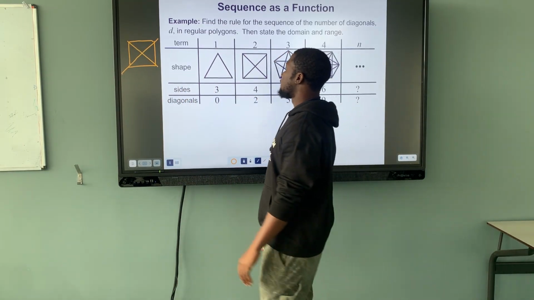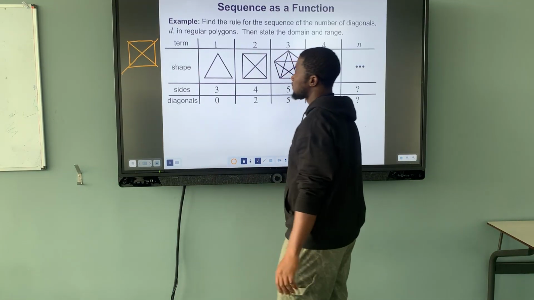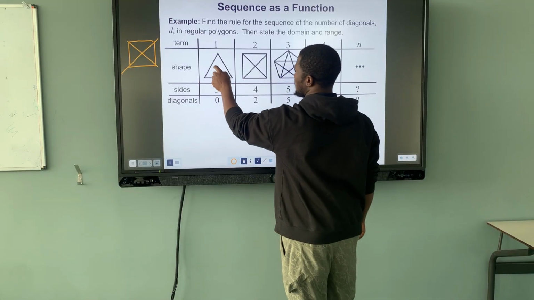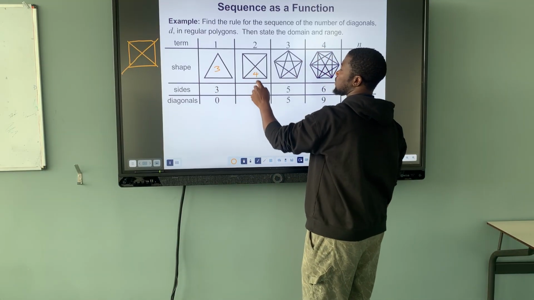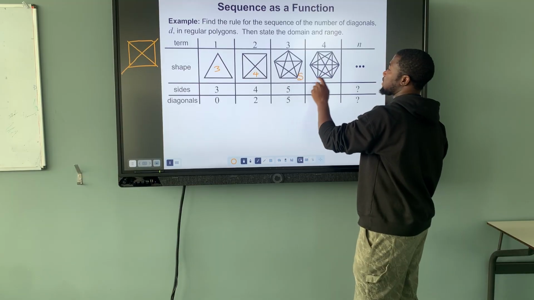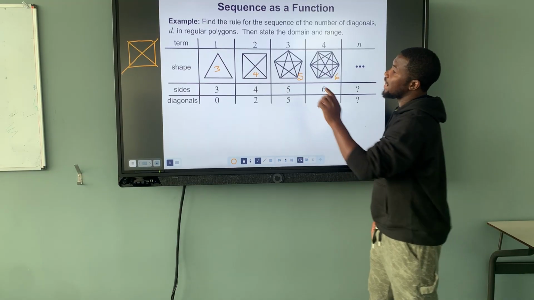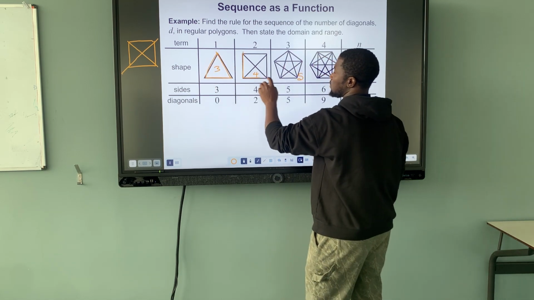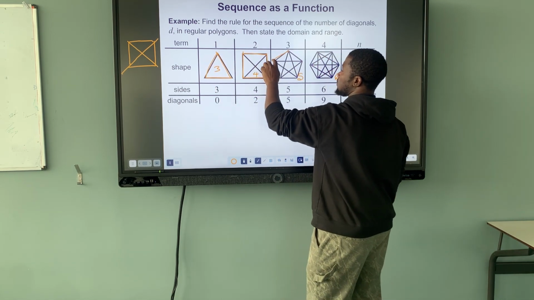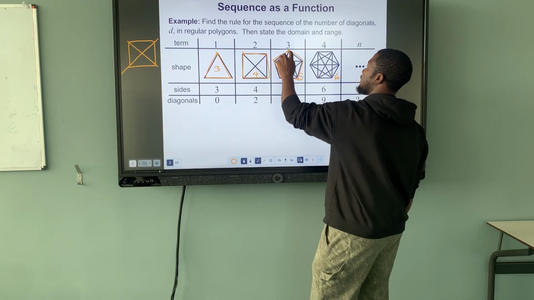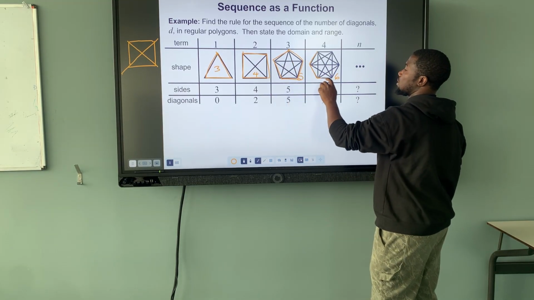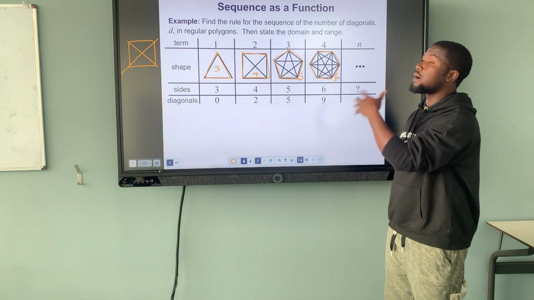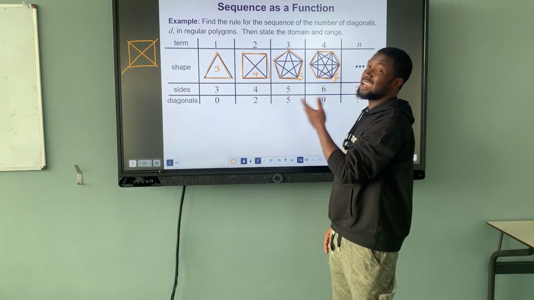Alright? So if you look at the shapes here, look at it carefully. The shape here is a triangle. It has 3 sides. This shape here has 4 sides. This shape here has 5 sides. This has 6 sides. Sides as in boundaries. 1, 2, 3. 1, 2, 3, 4. 1, 2, 3, 4, 5. 1, 2, 3, 4, 5, 6. That's what I mean. The outside boundaries are what is referred to as the sides.